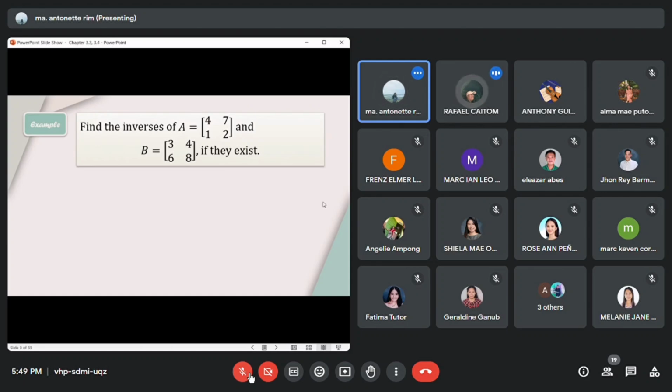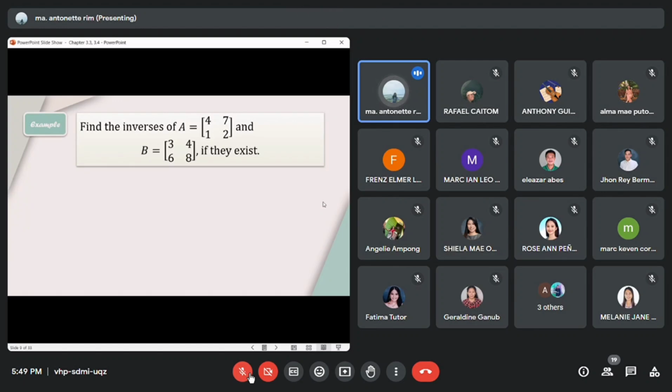A is invertible. Yes, thank you. Very good. A is invertible. So, what is B, the inverse of A? 2, -7, -1, 4. Okay, 2, -7, -1, and 4.